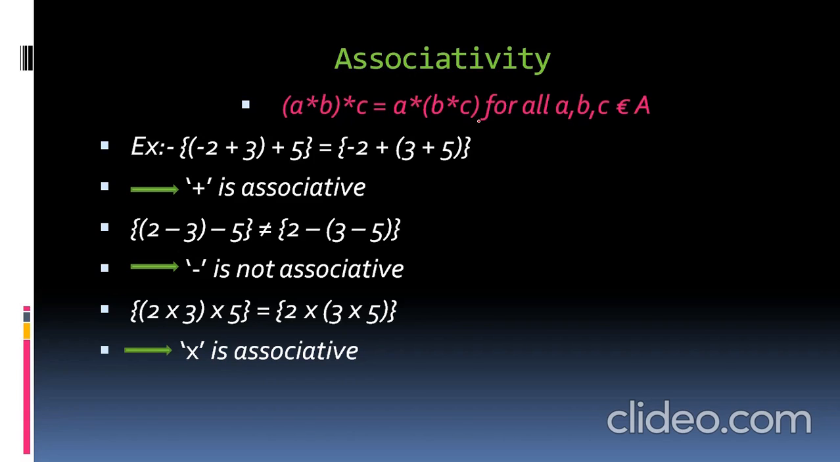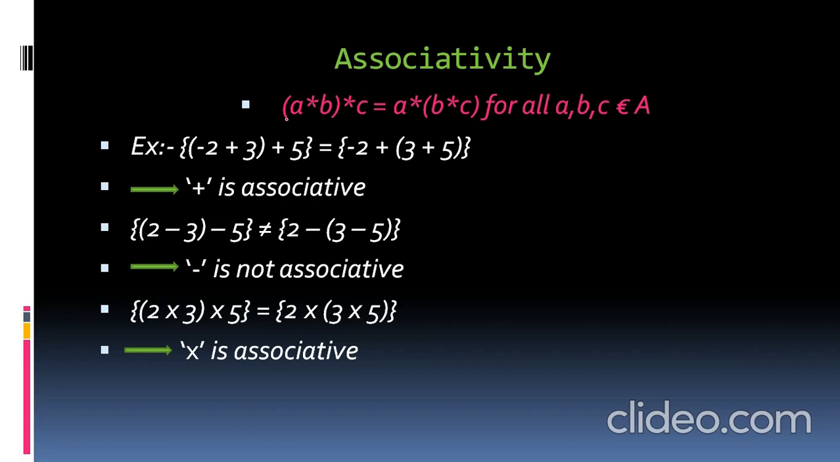So let us consider the example. That will be more clear. Now consider the case of addition. Let us consider three elements minus 2, 3 and 5. If we add minus 2 and 3 first, what we get? 1, and add 5 to that, that is 6. Now if we add 3 and 5 first, we will get 8, and then add minus 2 to that, we will again get 6. So here we get the same result.